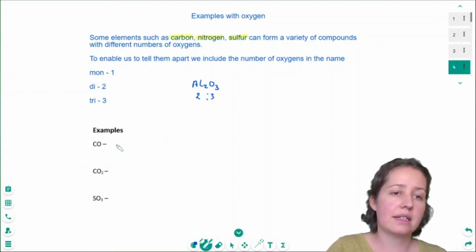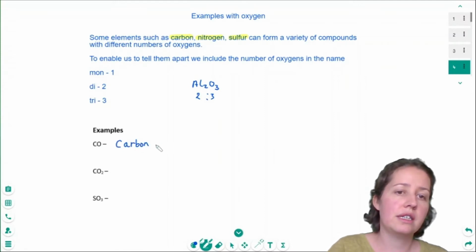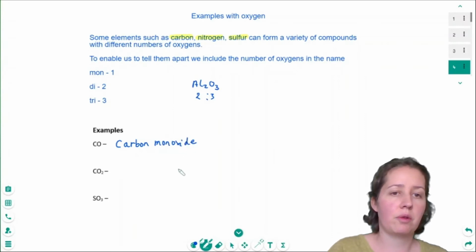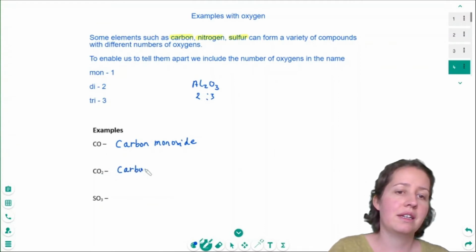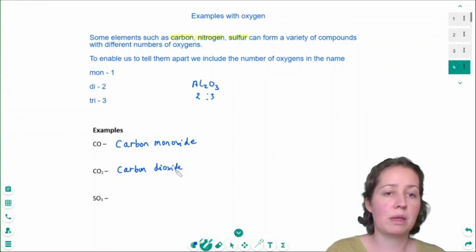Let's take a look at these examples. This here, carbon with 1 oxygen, is carbon monoxide, a poisonous gas that you need to know about. Here, carbon can come with 2 oxygens, so this becomes carbon dioxide, which I'm sure everyone has heard of. It's the gas that we breathe out, which contributes to the greenhouse effect.